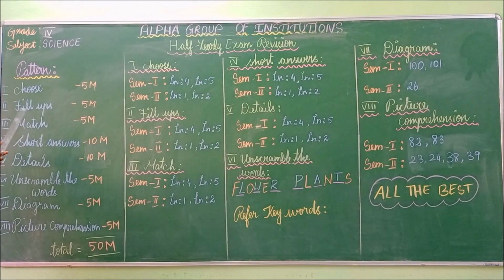Part 1 choose, fill-ups, match. These 3 parts will be containing 5 marks each. Why? Because each part will be containing 5 questions. Each question will be containing 1 mark, so totally you will be having 5 marks. The next part 4, short answers. I will be giving you 6 to 7 questions. Any 5 you have to write, and each question will be containing 2 marks. So totally you will be having 10 marks.